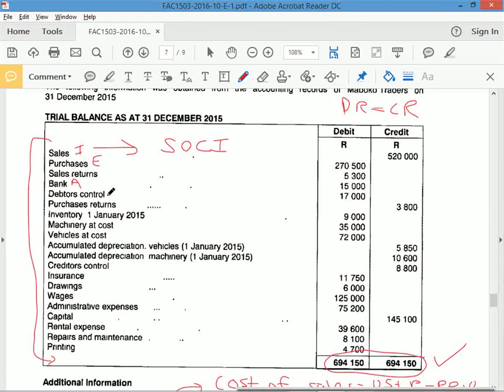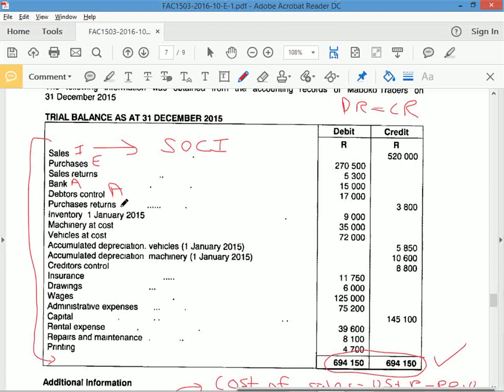Debtors? Debtors control. Yes. Okay, debtors are people who owe the business their resources controlled by the business. Meets the definition of an asset. Okay, don't need it for this type of question.